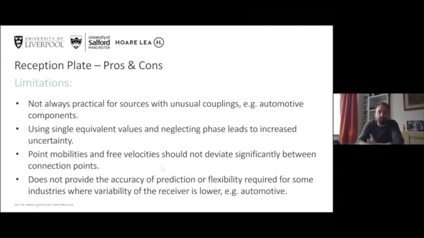So machines with very different contact feet are perhaps not quite so well suited to the approach. The only other downside is that it doesn't provide the accuracy of prediction or the flexibility required for some industries where the variability of the receiver is much lower. Cars coming off a production line, for example, will be much more similar than different buildings. So automotive applications, and rail and aerospace, do potentially warrant a slightly more complicated method.